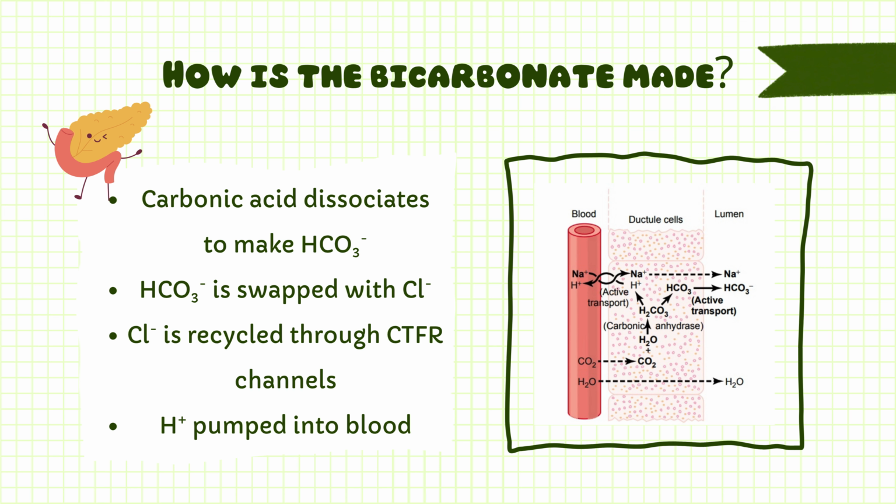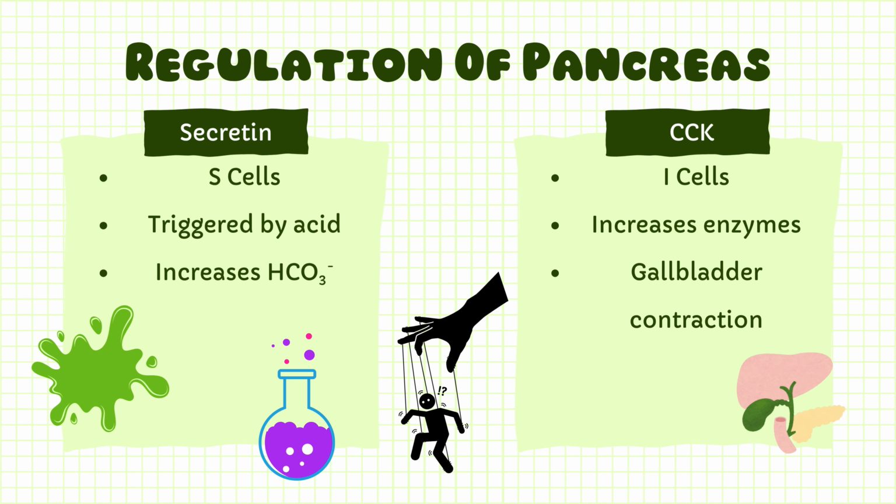In cystic fibrosis, defective CFTR channels reduce HCO3 secretion, leading to thick, acidic pancreatic secretions that can block ducts. First up, secretin. Secretin is released from S cells in the duodenum in response to acid. It stimulates the pancreatic ductal cells to secrete bicarbonate, helping to neutralize stomach acid as it enters the small intestine.